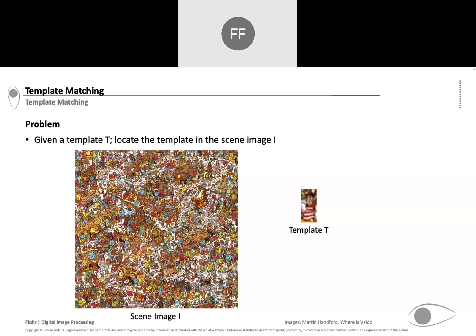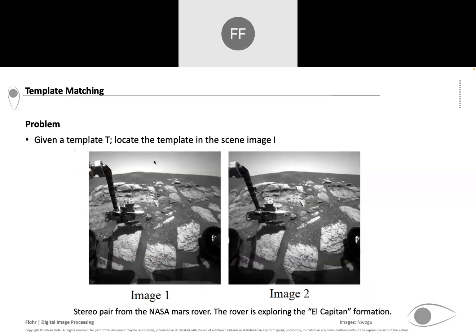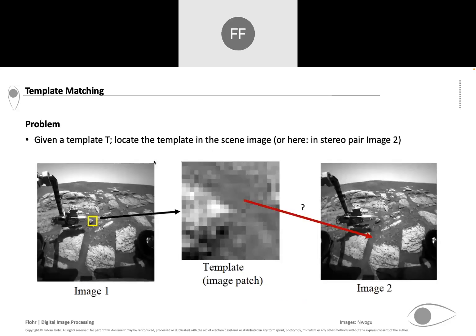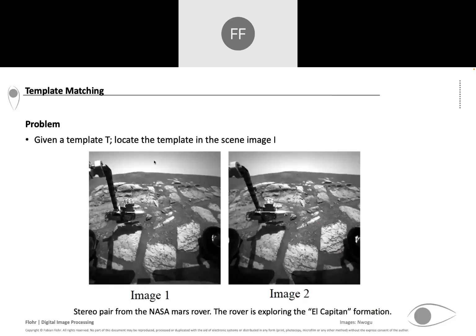We try to correlate this template T with our scene image I, and there are many applications of such correlation algorithms. For example, we apply the same also in stereo imaging, and we will talk about that later, but to say it quickly beforehand, basically this is also correlation, right? So what we try to do here, we have our two images from our two cameras, image 1 and image 2, left and right camera.